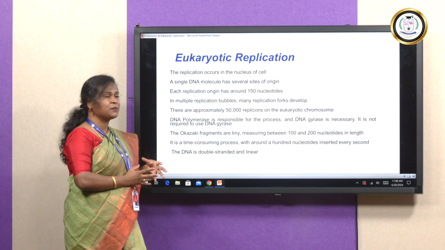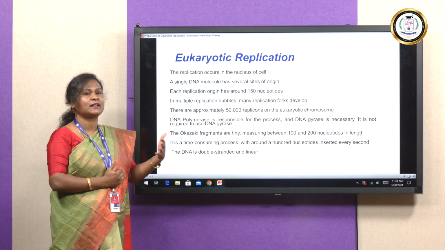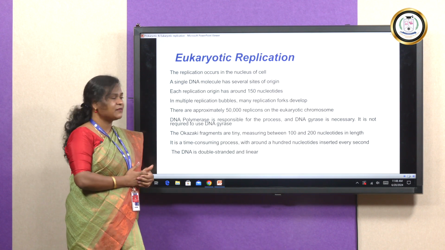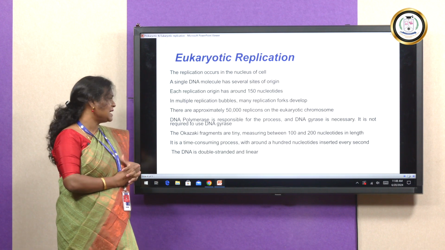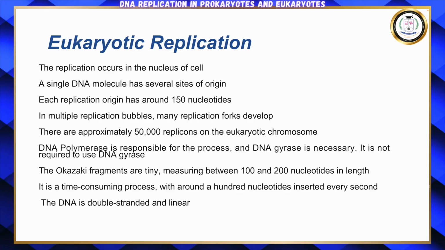The Okazaki fragments are tiny, unlike in prokaryotes where there are large Okazaki fragments. They measure somewhere between 100 to 200 nucleotides in length, and it is a very time-consuming process, and hundreds of nucleotides are inserted every single second. The DNA, if you see, is double stranded and linear in eukaryotic replication.